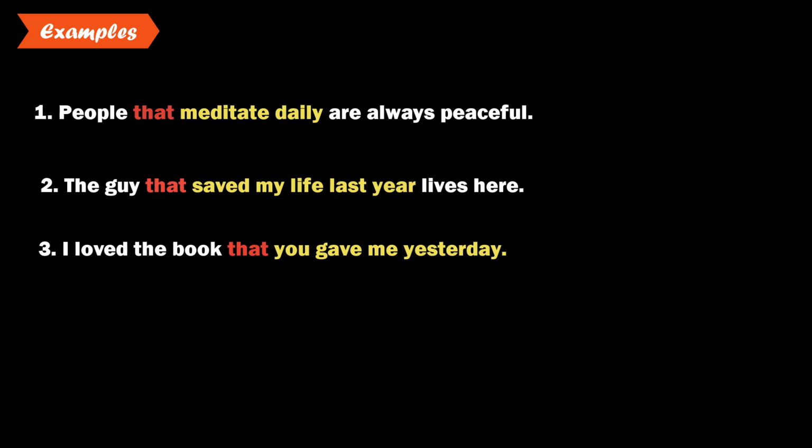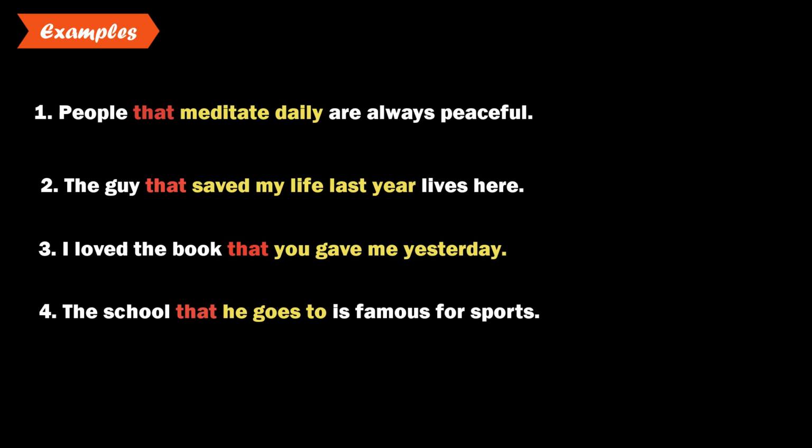Let me give you one more example. The school that he goes to is famous for sports. What is my relative clause here? My relative clause is that he goes to. That is my relative pronoun coming in the beginning of the clause, and this entire clause is giving information about the noun, the school. Which school? That he goes to. The school that he goes to is famous for its sports. So that is relating to a thing here, which is the school.